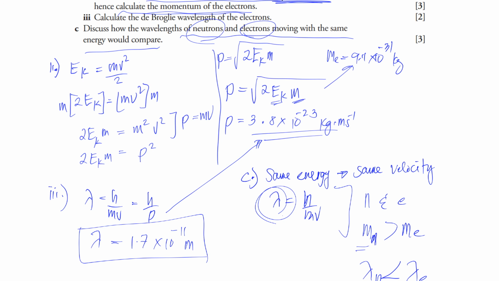Okay, so you're going to say here neutron will have shorter wavelength. By the way, I explain it this way, but you need to write in words during examination.